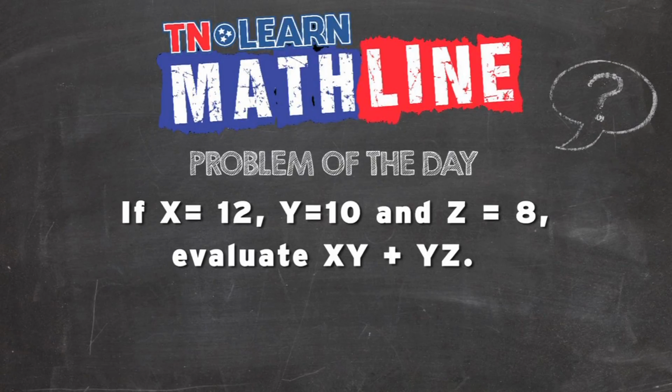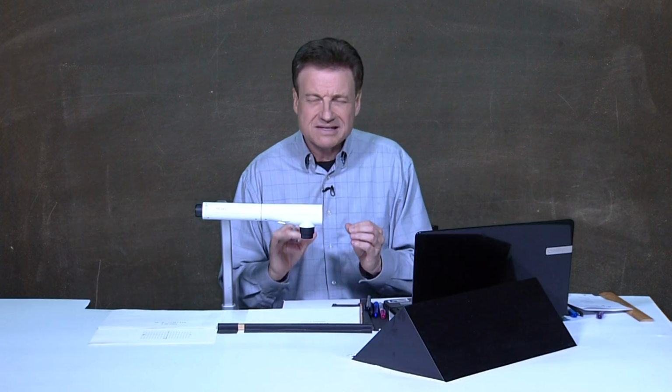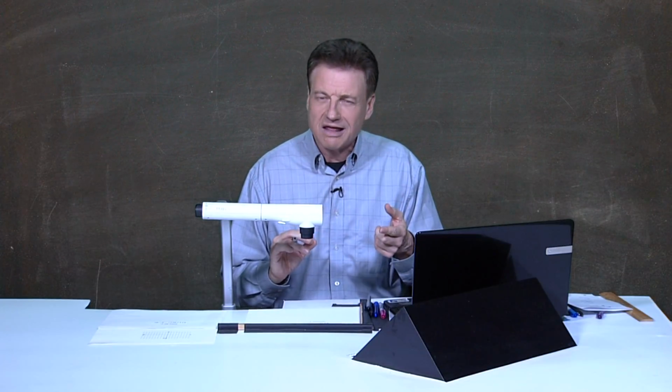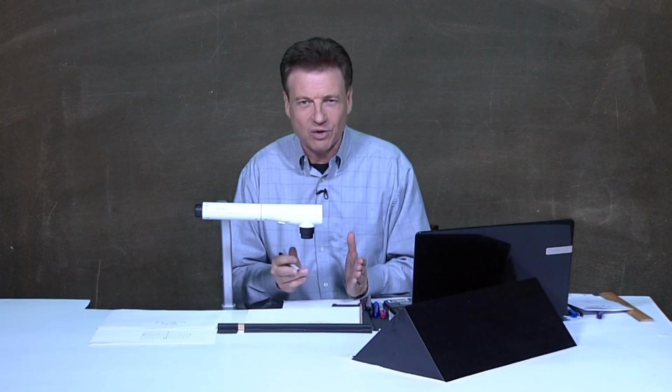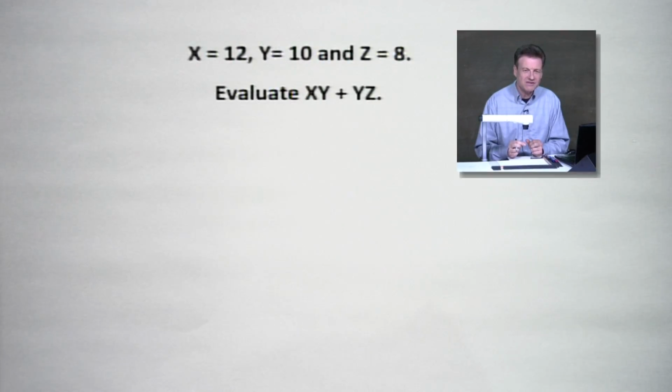If x equals 12, y equals 10, and z equals 8, evaluate xy plus yz. Now, by the way, xy means x times y, and yz means y times z. All right, so there's our problem of the day, stated for us. Pretty straightforward. This is going to be a substitution, and then we're going to channel my dear Aunt Sally once again to make sure we multiply before we do the addition in the final outcome.